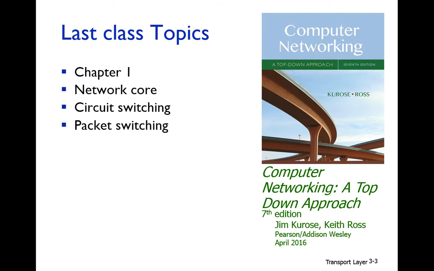If you do remember, in the last class we had discussed the network core, and more particularly we discussed two types of approaches that are used to deliver the data across the core network. These two approaches are circuit switching and packet switching. We have discussed circuit switching and packet switching through examples.